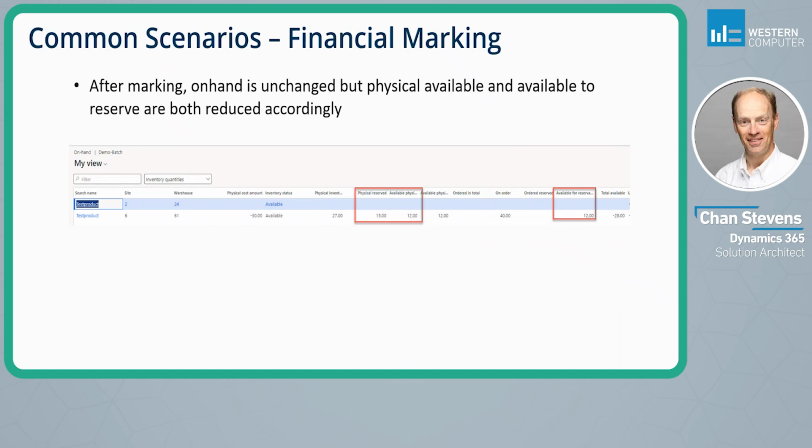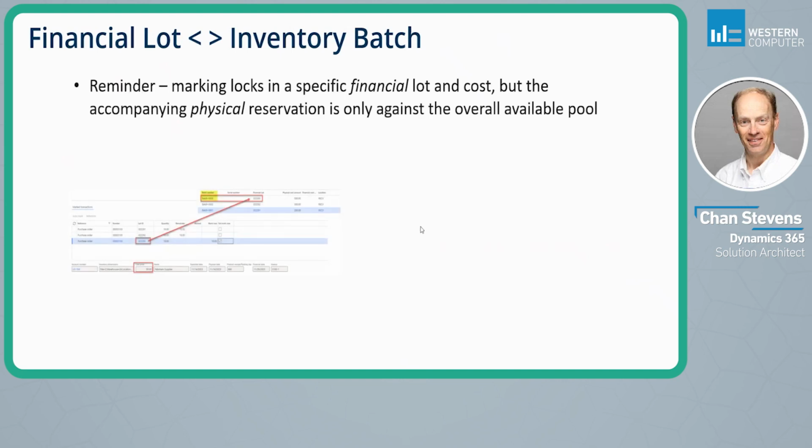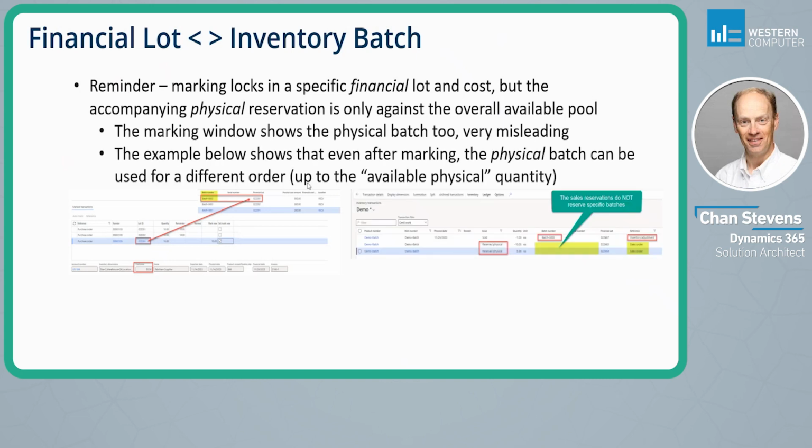But now when I pick and ship the inventory, instead of the FIFO cost, which would be $10, I'm going to be getting the selected cost, the marked cost of $50 per unit. So bringing this, closing the loop here, you can see that I had marked from that first screen on the left, the third financial lot, which was inventory batch 003.